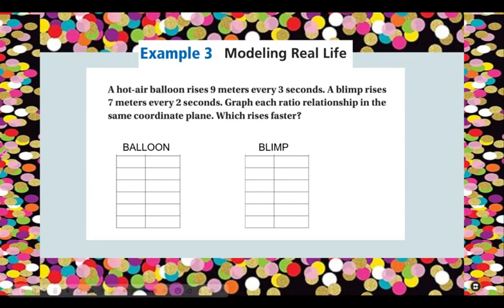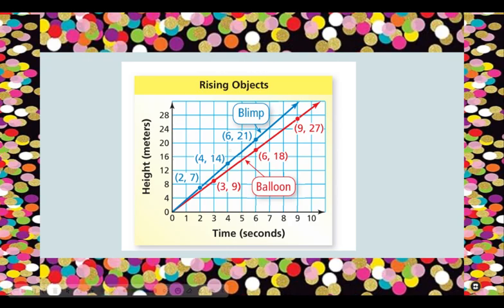So let me show you the graph. So here's the graph of the blimp and the balloon. By looking at the graph, you can see the blimp has a steeper line. So that means it is rising faster.